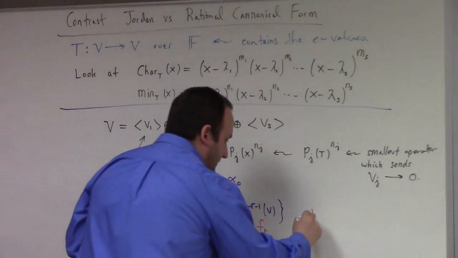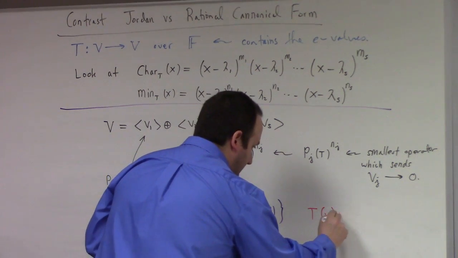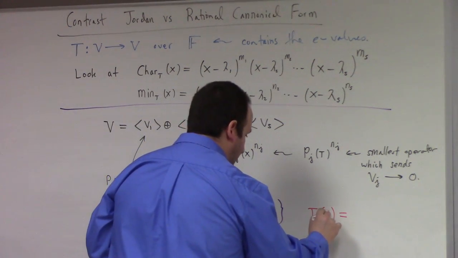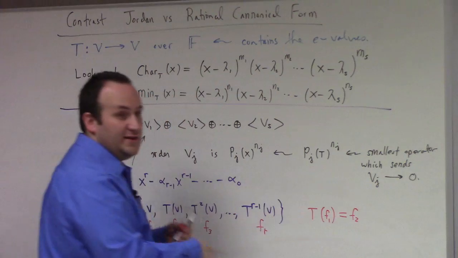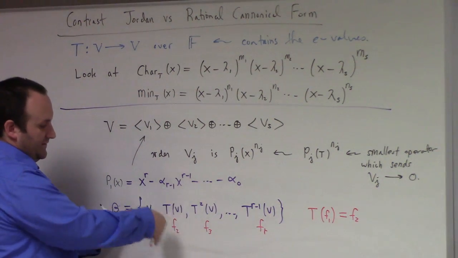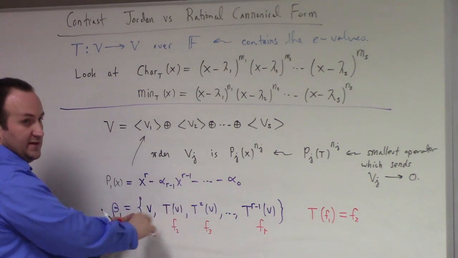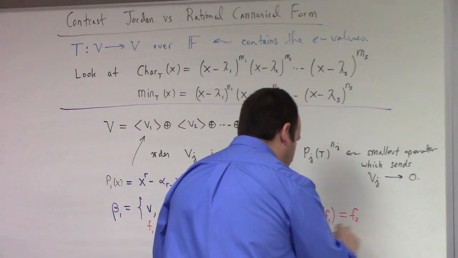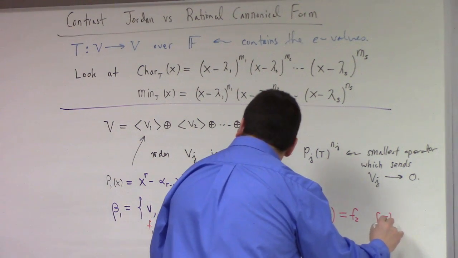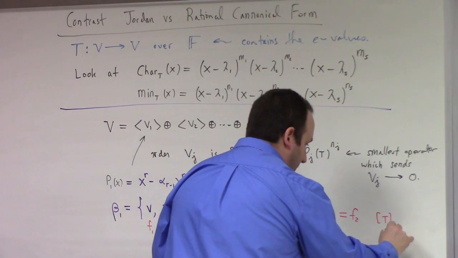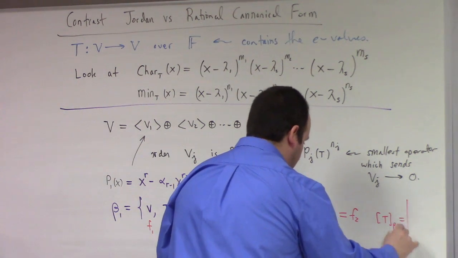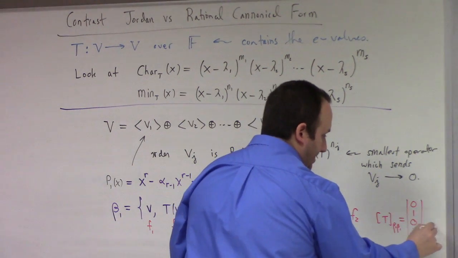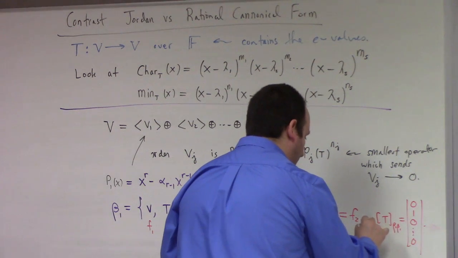Well, you can easily see T of F1 is what? T of F1 is F2, right? Because T of V is, that's the definition. If V is equal to F1, then T of F1 is F2. And so what does that tell us? Well, that tells us that if you look at the matrix of T with respect to beta 1, the first column looks like 0, 1, 0, and so forth, right? Or in other words, this is column 1, yeah?